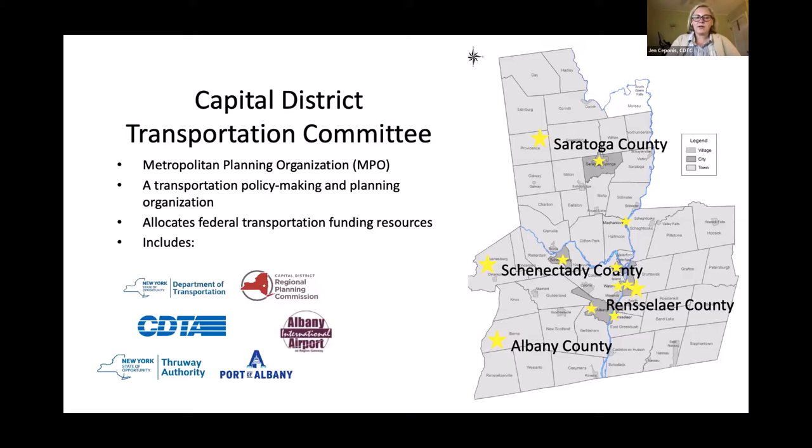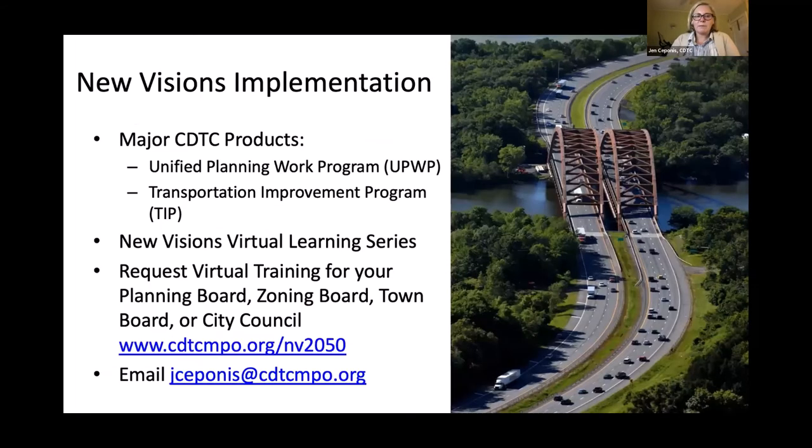So as a quick overview, the Capital District Transportation Committee is a metropolitan planning organization based in the New York Capital Region. We're a policymaking and planning organization that allocates federal transportation funding to local transportation infrastructure projects and planning programs. Our planning area includes Albany, Rensselaer, Schenectady, and Saratoga County, minus the northeastern corner of Saratoga County. That's South Glens Falls and the town of Moreau, which is actually part of the Metropolitan Planning Organization just north of us, AGFTC. There are about 78 municipalities in the region, and they're all part of CDTC. We also include regional and state transportation planning agencies like the Thruway, CDTA, the Regional Planning Commission, Airport, Port, and the Department of Transportation.